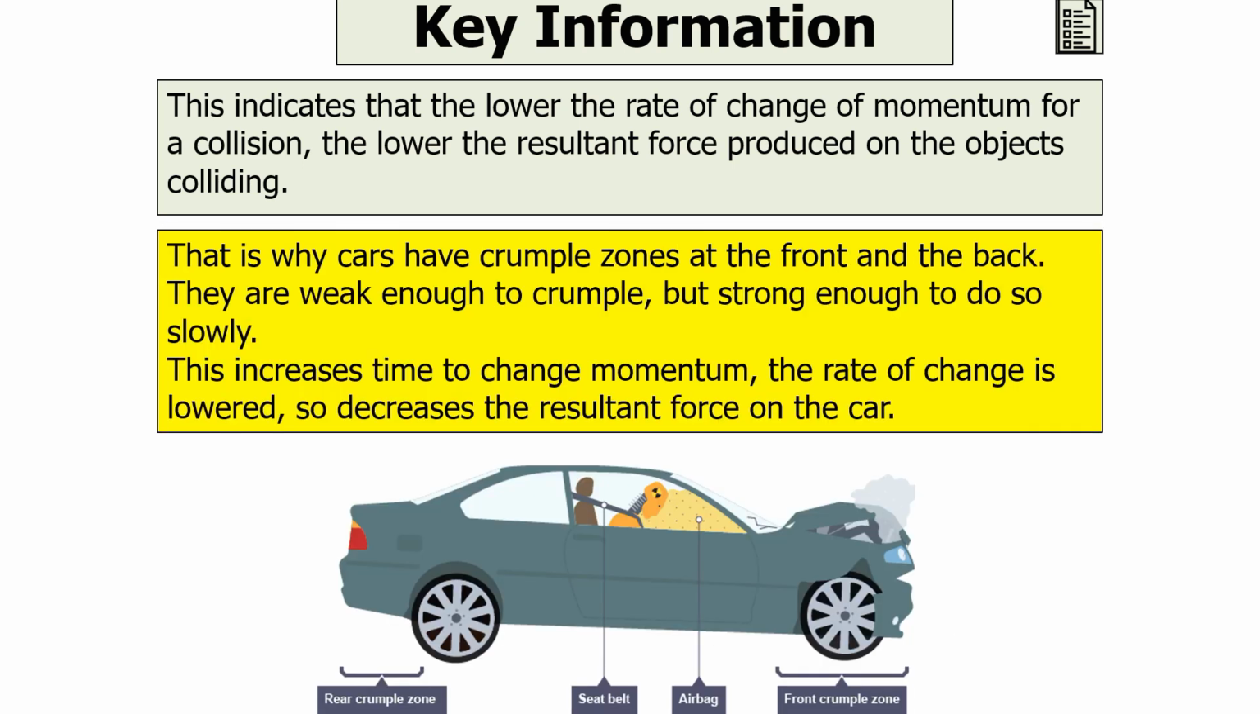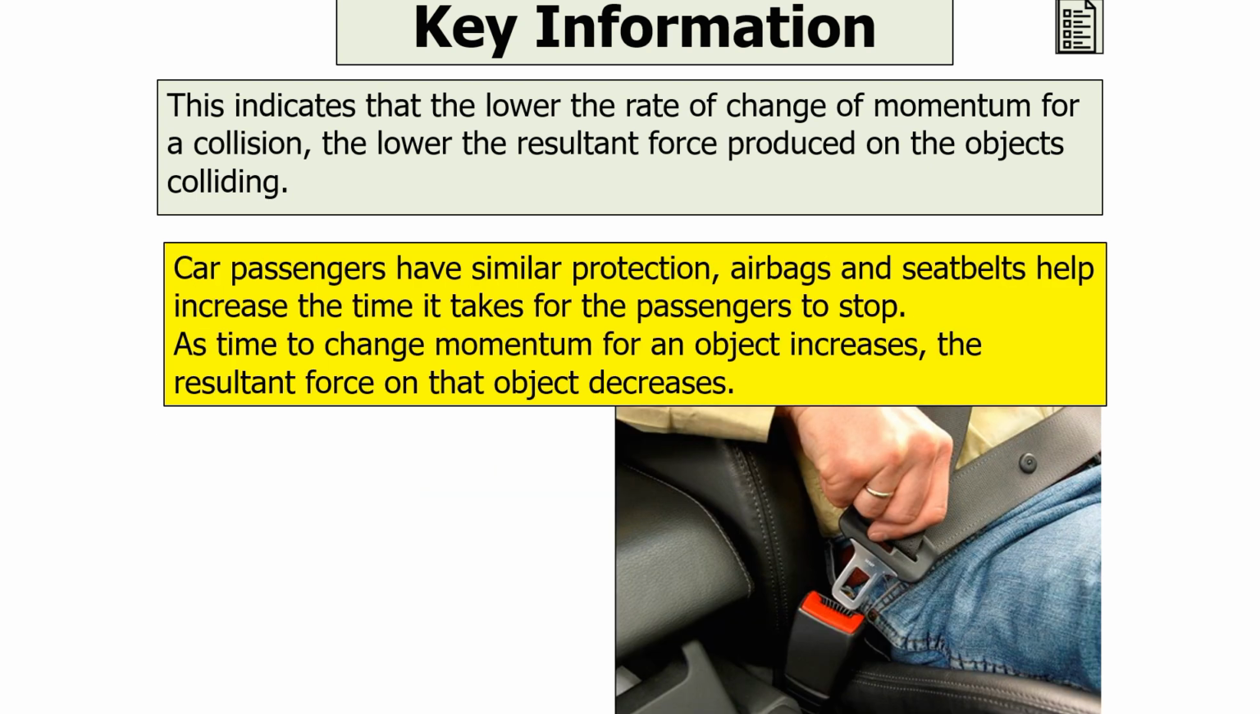That is why cars have crumple zones at the front and back. They're weak enough to crumple, but strong enough to do so slowly. This increases the time to change momentum, the rate of change is lowered, so it decreases the resultant force on the car. Car passengers have similar protection.